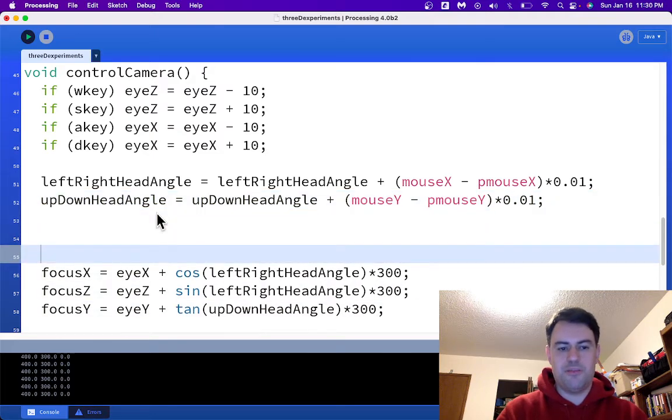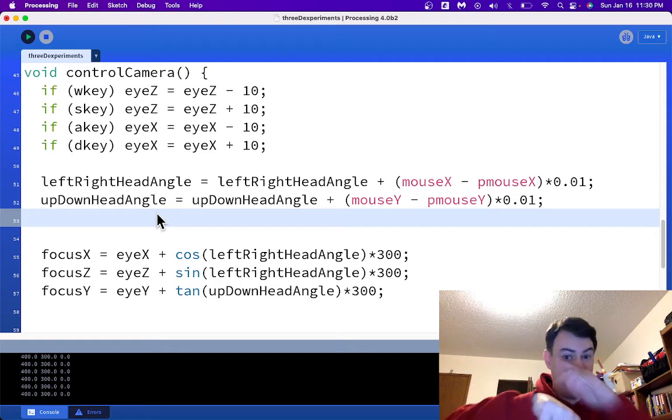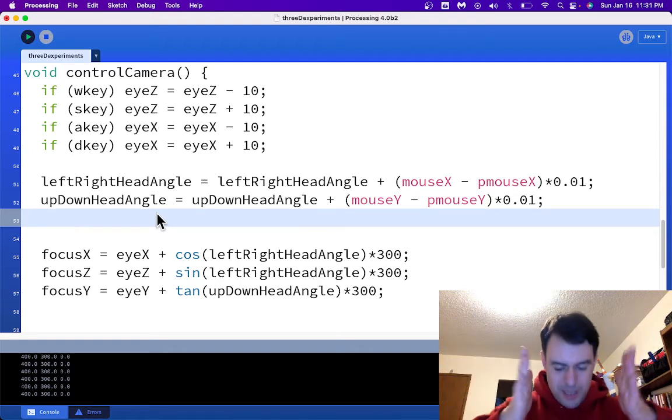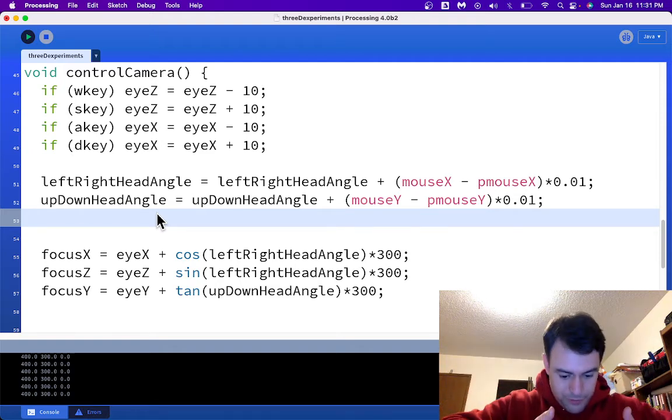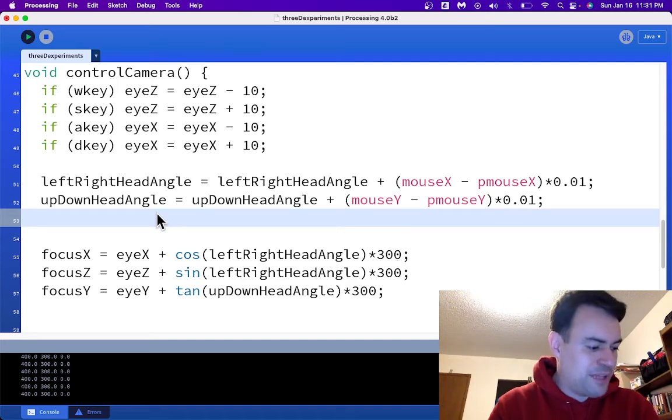So I'm just gonna put in a little bit of code, because the way the tangent graph and the ratio work is, you will go from negative infinity to positive infinity. So basically, I'm looking down and I look a bit further down. All of a sudden, I'm looking up. I don't want that to happen. So I'll add in some sort of up down head angle math.